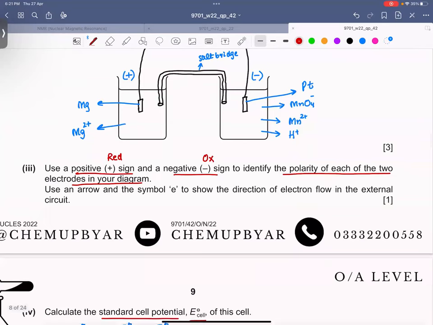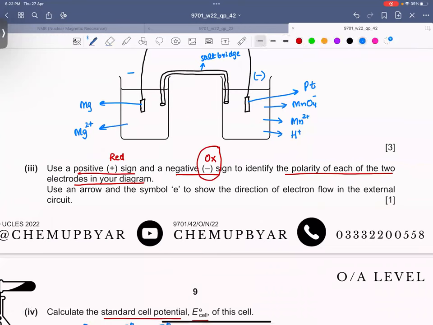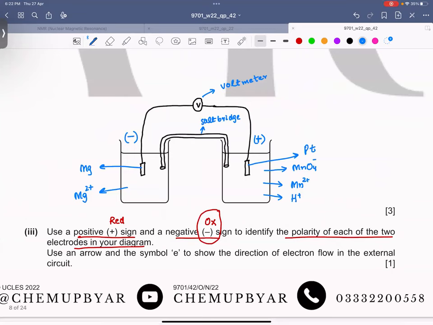No, no, no. Sorry, I would put a sign over here where the oxidation is. See, I have mentioned over here that where the oxidation is occurring is the negative electrode. So oxidation is actually occurring over here. It's my mistake, so it's negative. And this one is the positive because here the reduction is taking place because its value is greater. So here, Mn2 positive. Sorry. MnO4 negative.